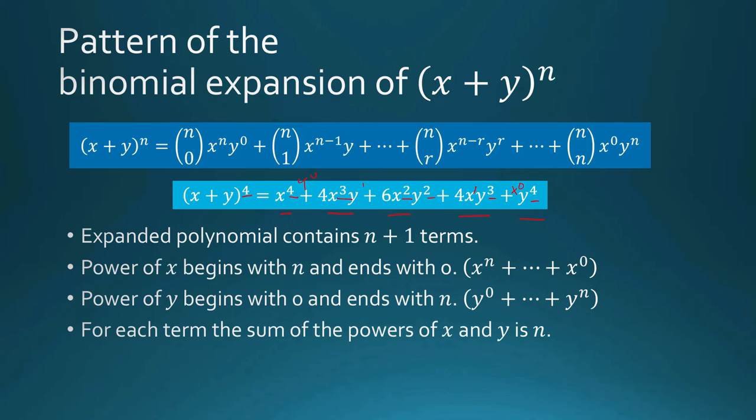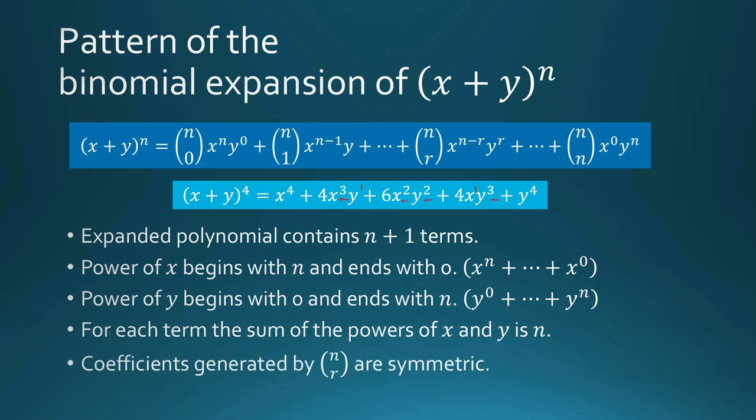For each term, the sum of the powers of x and y is n. Look at our general polynomial. n plus 0 is n. n minus 1 plus 1 is n. n minus r plus r is n. So here, 3 plus 1 is 4. 2 plus 2 is 4. 1 plus 3 is 4.